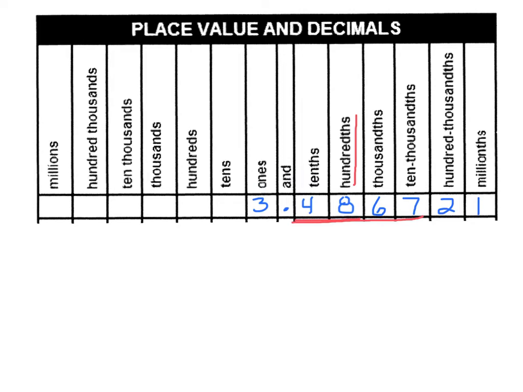486,721 millionths. Of course, it's not very often that someone is going to see this particular number, 3.486721, and call it that. They're probably just going to say, oh, it's the number 3.486721, instead of giving the actual place value name for this last one. But once again, I do think that's something that is important to be able to do if needed.